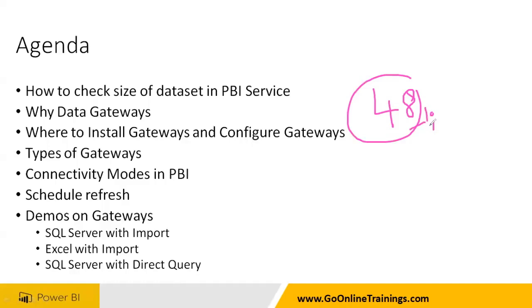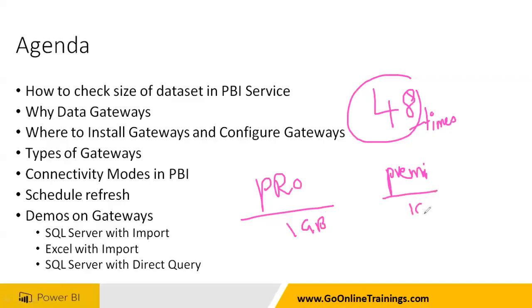But remember, there are two licenses, right? Premium and pro. With a pro license, only 1 GB of data you can store. With a premium license, 10 GB of data you can store. And with premium, 48 times you can refresh. But in the pro license, only 8 times per day you can refresh. This is also one more difference.